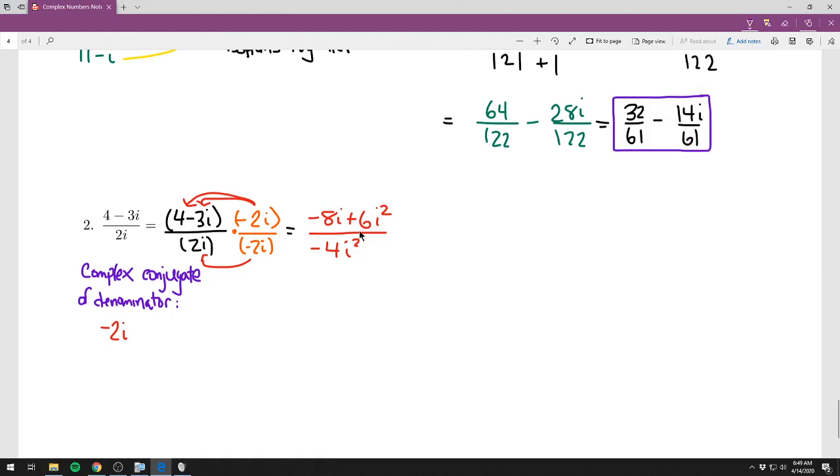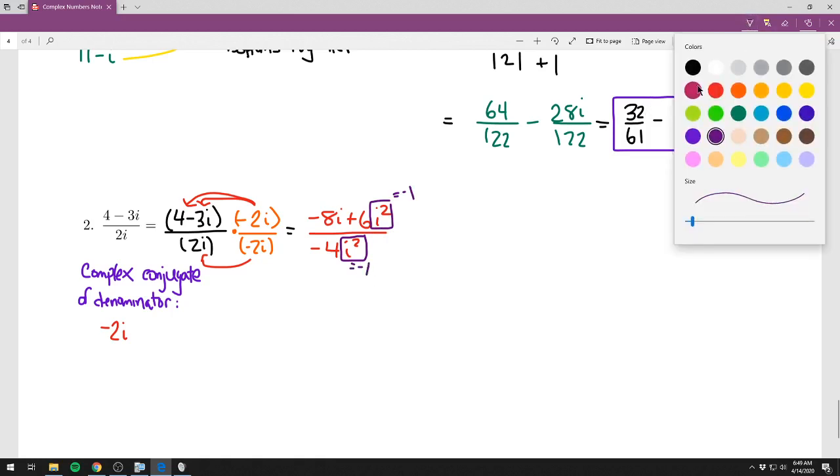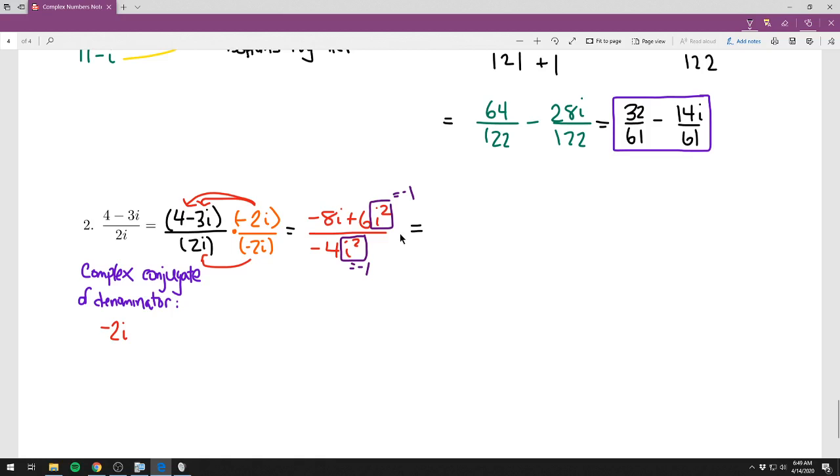Now it might be tempting because this is a smaller looking problem, but what you want to do immediately is plug in i squared equals negative 1 like before. You do not want to do anything else to try to simplify it. It's too easy to make a mistake. Right, so that's all I'm going to do. We got negative 8i. Plug in negative 1 for the i squared right here, we get negative 6. And if we plug in negative 1 for the i squared on the bottom, the negative on the negative 4 would give us positive 4.